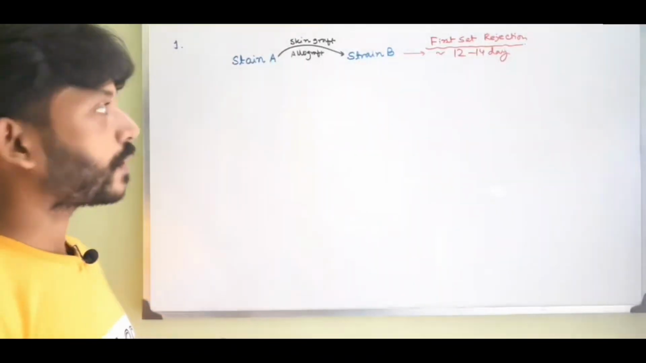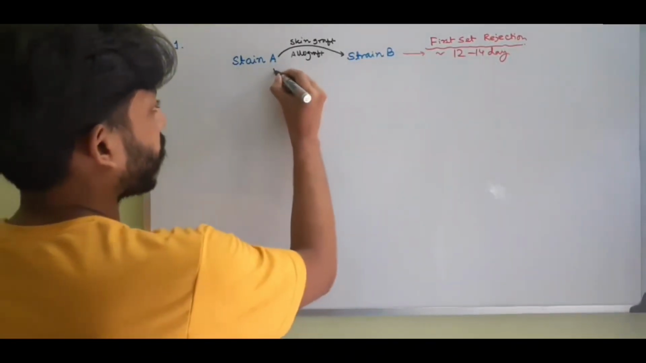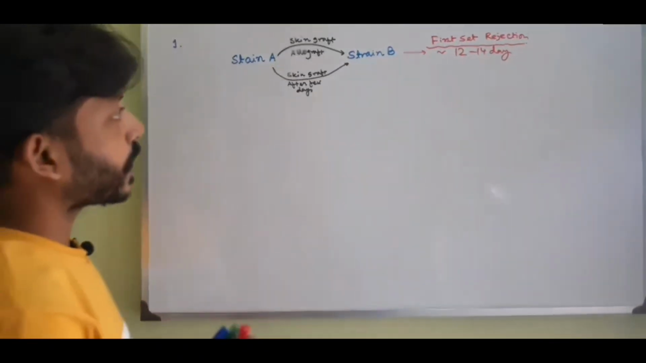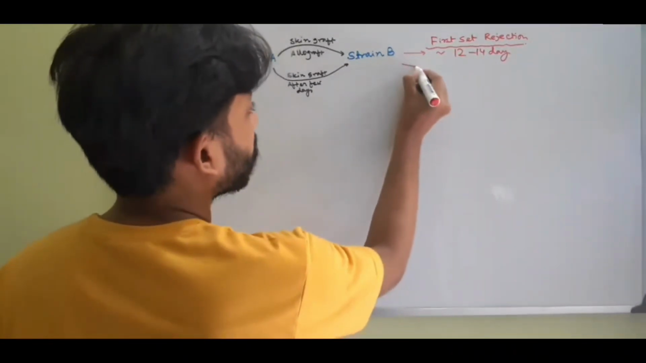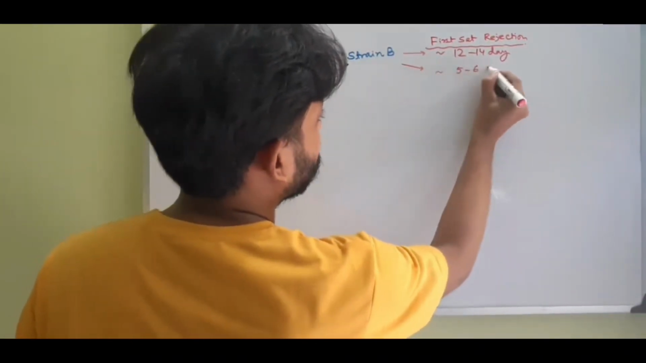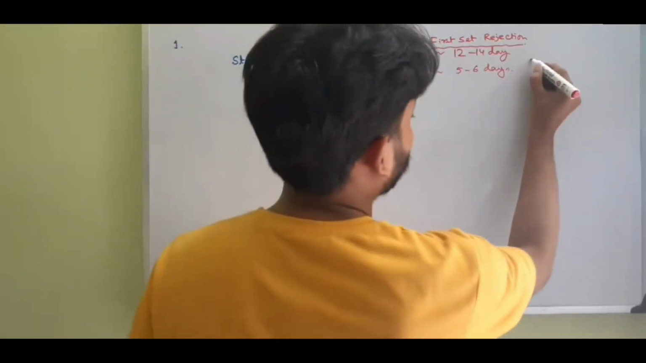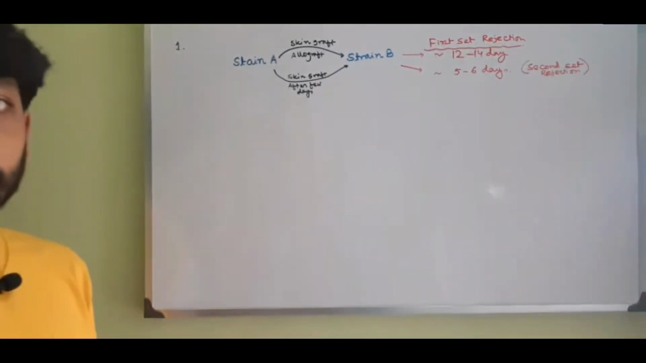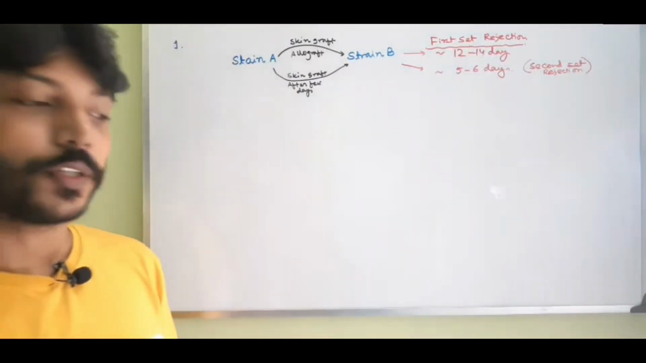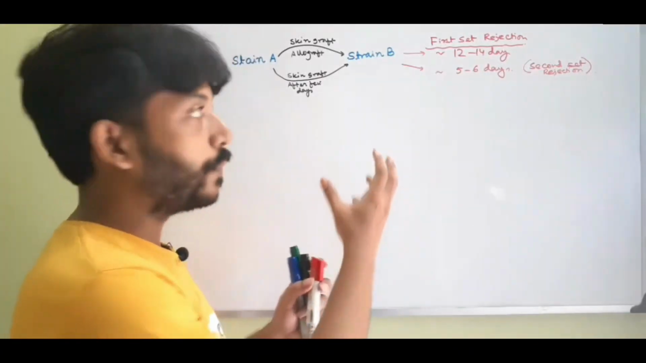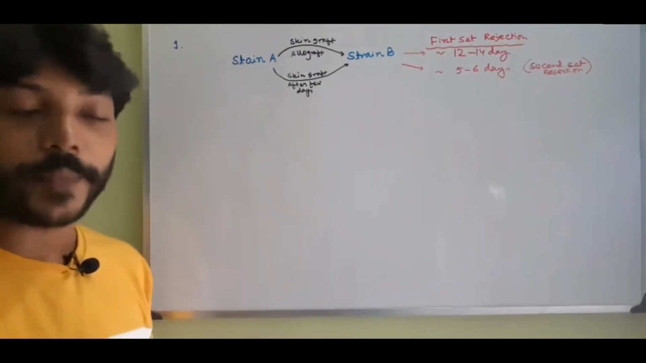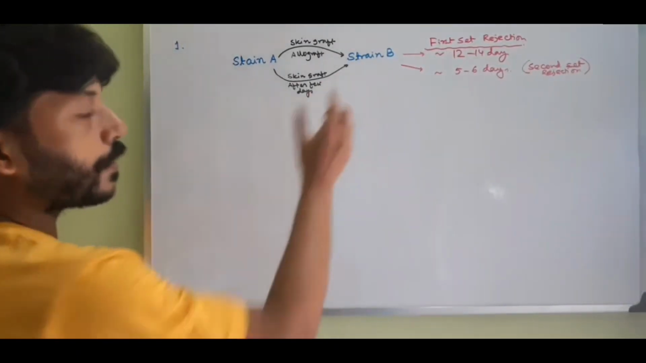After a few days, scientists grafted skin from strain A to strain B another time, and they found that strain B mice also rejected the skin, but it took 5 to 6 days. They call this the second set rejection. During the second set rejection, the time is lower than the first set rejection. So scientists came to know that there is some memory being generated in the strain B mice towards the strain A skin graft.